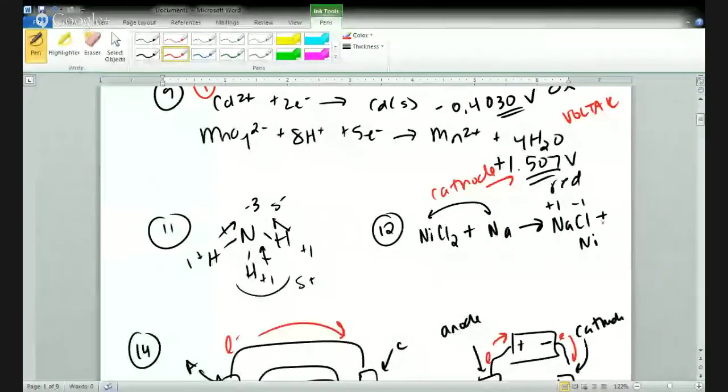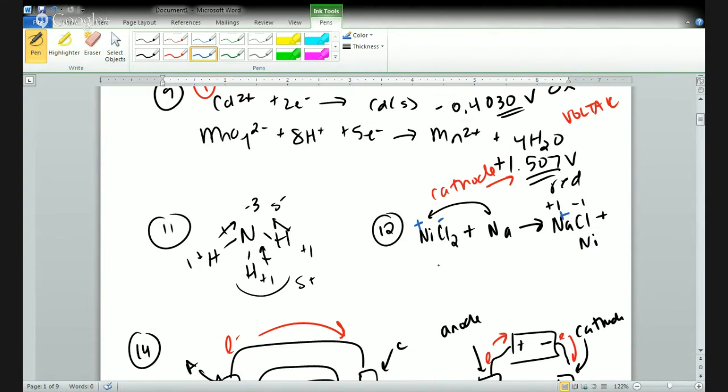When you're doing a single replacement reaction, your pieces literally switch spots and become exactly like the person they're kicking out. So if we look at this compound NiCl2, I know my nickel has a positive charge and my Cl has a negative charge. Because sodium is a metal, it takes on a positive charge, so it becomes a positive ion in that compound. The reason the nickel does not become an ion is because it is actually getting reduced back to a solid metal.